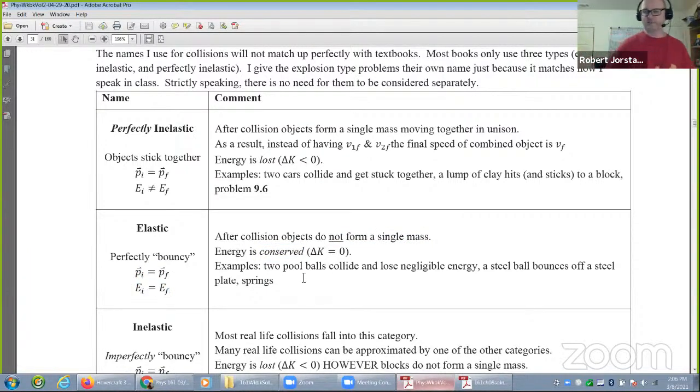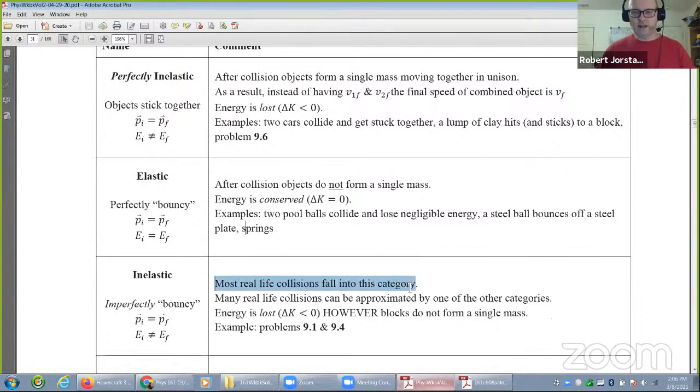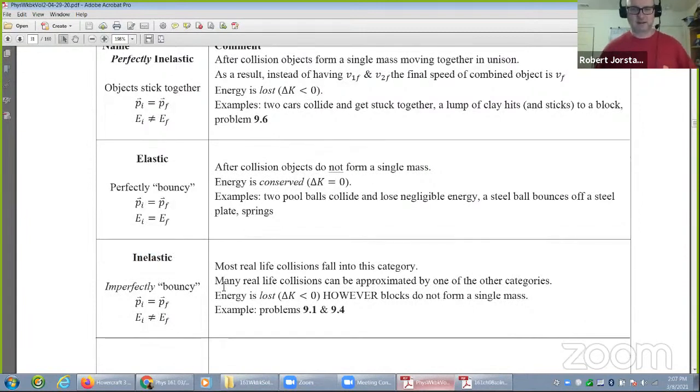Two pool balls colliding is actually very elastic. Steel balls hitting each other, or if there's a spring between two objects, that's elastic. Most real-life collisions are called inelastic. They are imperfectly bouncy. Momentum is not conserved. Energy is not conserved. They don't form a single mass. So most of the time, like when your car hits another car, hopefully it doesn't embed in the other car and form a single mass. If it does embed and stick together, that would be two cars getting stuck together. That would be perfectly inelastic. If they bounce off each other and fly away, that's just called inelastic. So that's the difference between perfectly inelastic and inelastic.